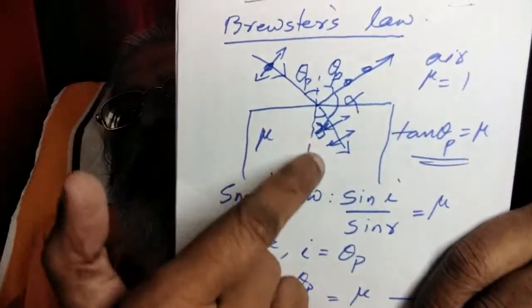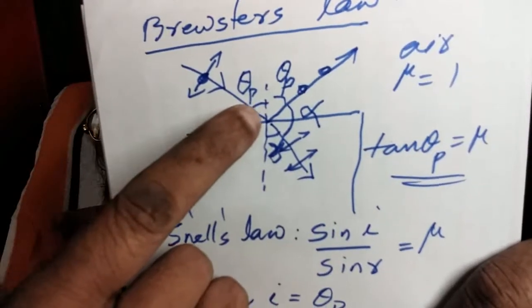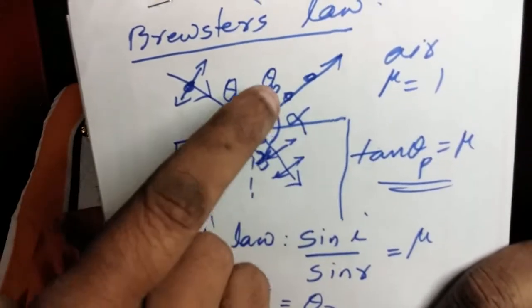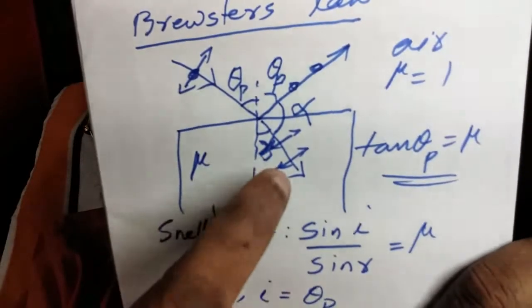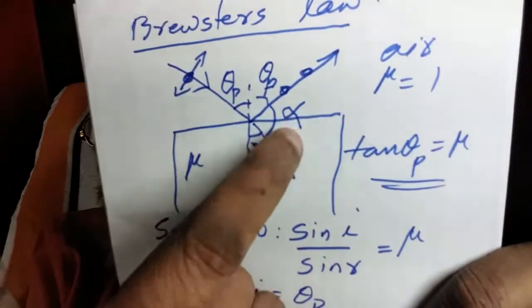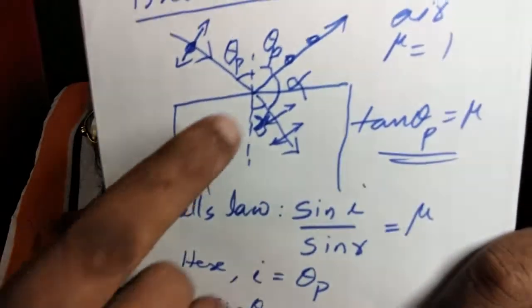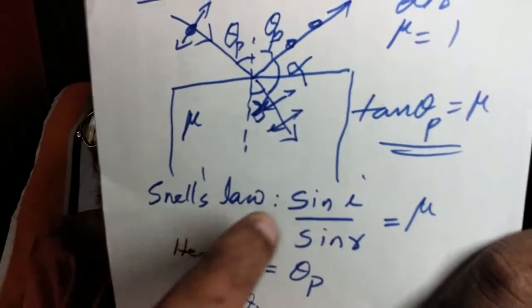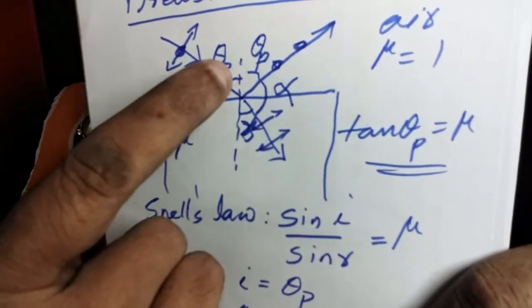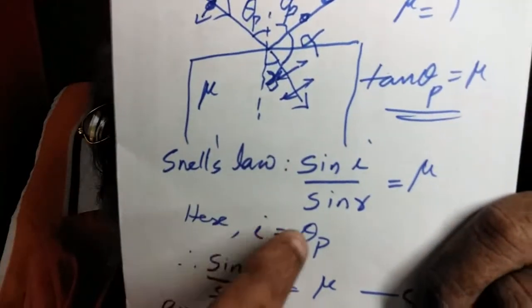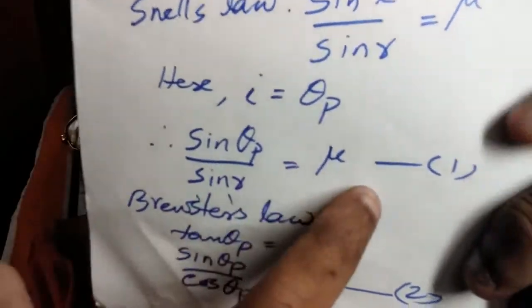See, we can prove it. You can use Snell's law. Here, angle of incidence is theta p. So this angle is also theta p. This is the angle of refraction, say r. This is alpha. We want to prove that alpha equals 90 degree. Now you can use Snell's law of refraction. It is sin i by sin r equals mu. Here i is theta p, so sin theta p by sin r equals mu. That is equation 1.